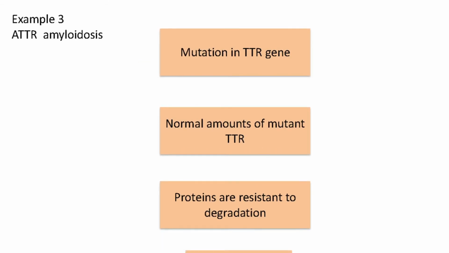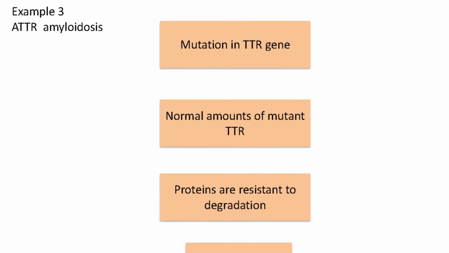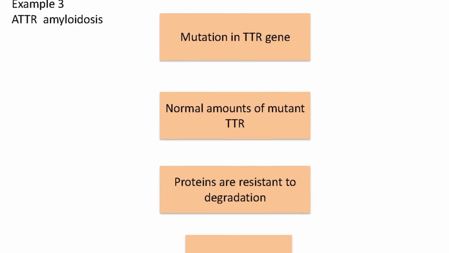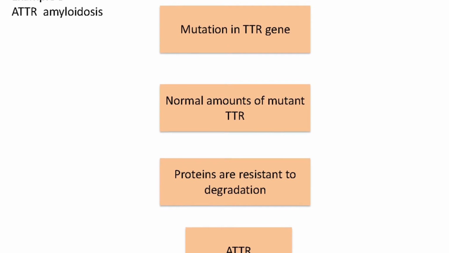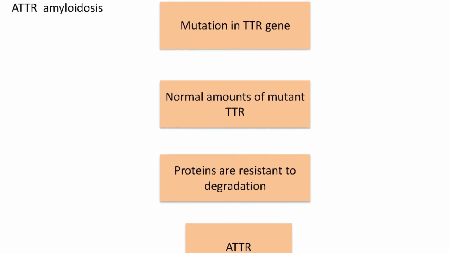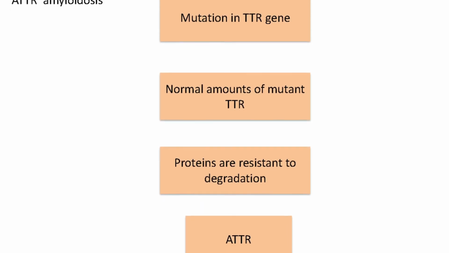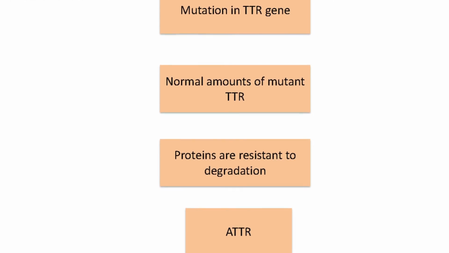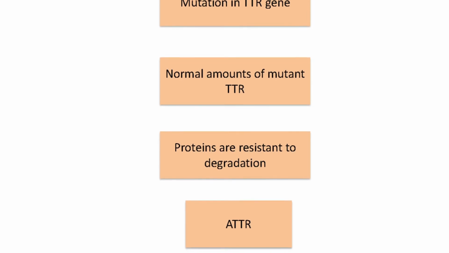In the ATTR amyloidosis, we have seen that mutation in the TTR gene, specifically point mutations, results in the normal amount of protein. The protein levels are normal, but whatever protein is being deposited is in mutant form. They cannot do their function, they aggregate and deposit in the organs, resulting in organ failure. That particular disease type is called the ATTR type of amyloidosis.